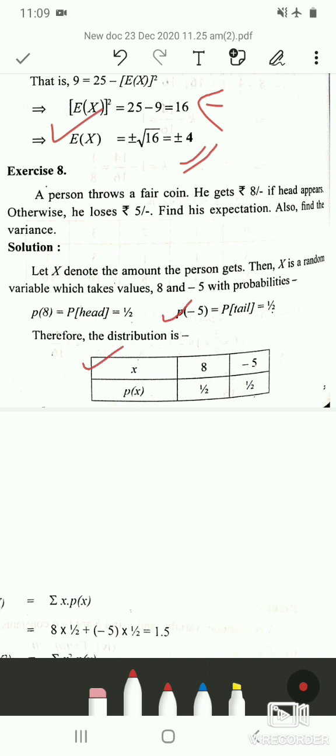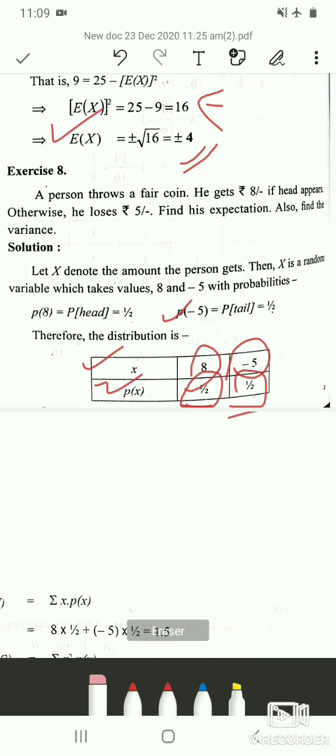Therefore the distribution is x takes the value 8 and minus 5, and the corresponding probability would be 1 by 2 and 1 by 2. So here 1 by 2 is for head and 1 by 2 is for tail. So when probability is 1 by 2, that is when head appears, he gets 8 rupees, and when the probability is 1 by 2, that is for tail, he loses 5 rupees. So this is the distribution. And now we have to find out the expectation and variance.